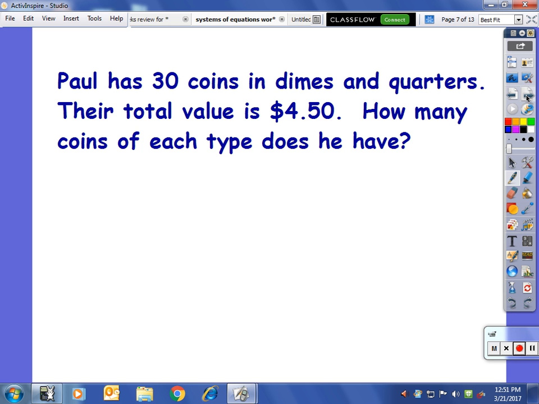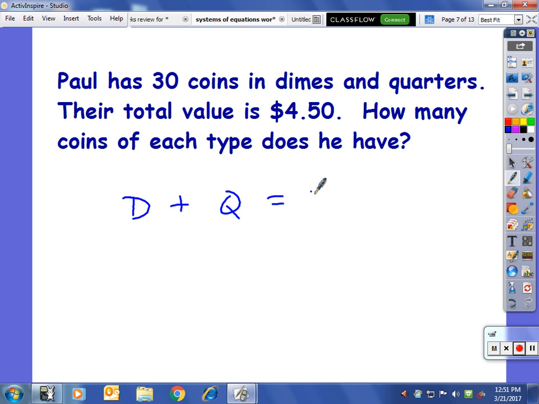That very first sentence alone is enough to make an equation. Paul has 30 coins in dimes and quarters. Does that have anything to do with how much money he's got? No, it's just counting his coins. If you actually counted his coins, there'd be a total of 30 of them. Made up of what? Dimes and quarters. So what equation would that look like?